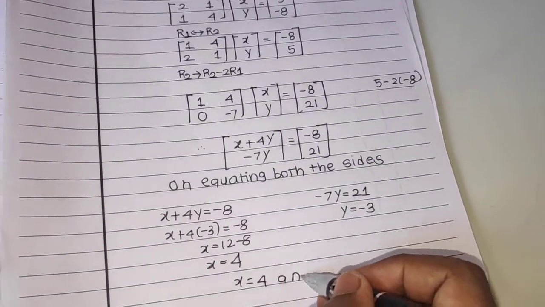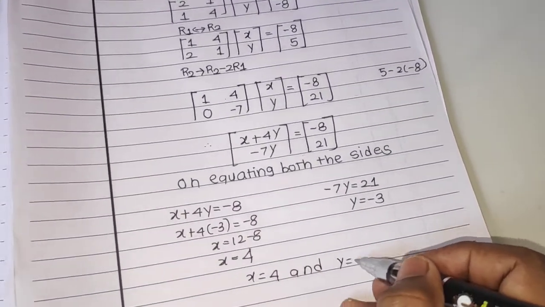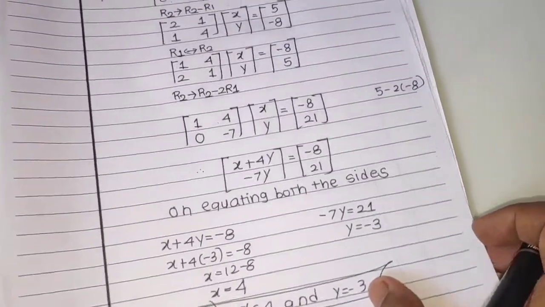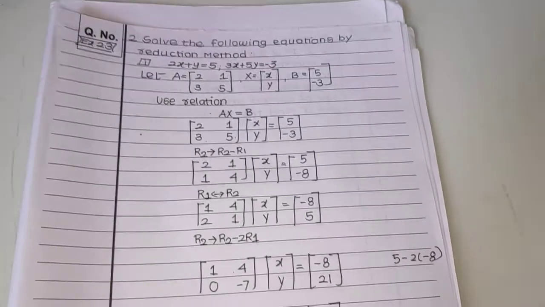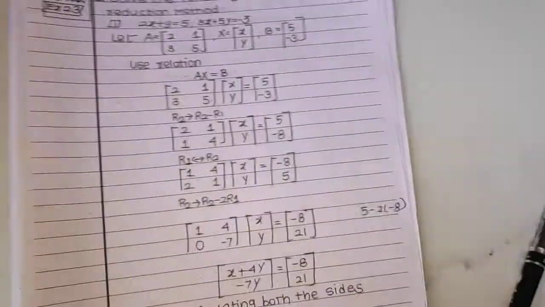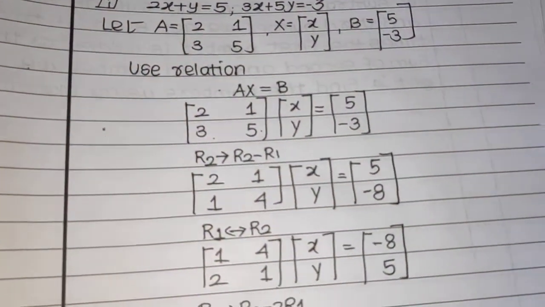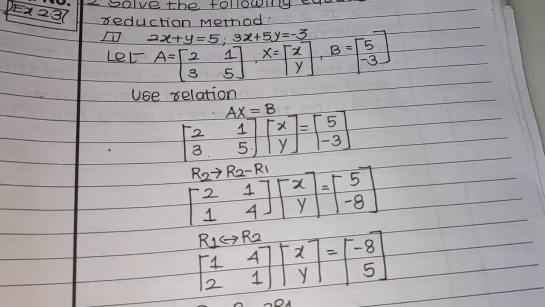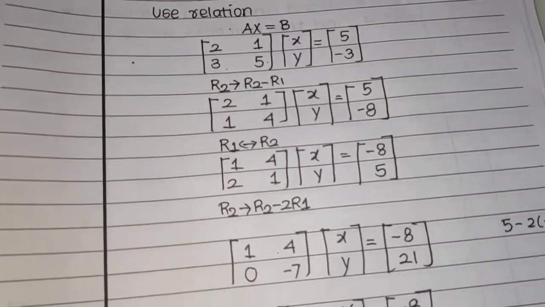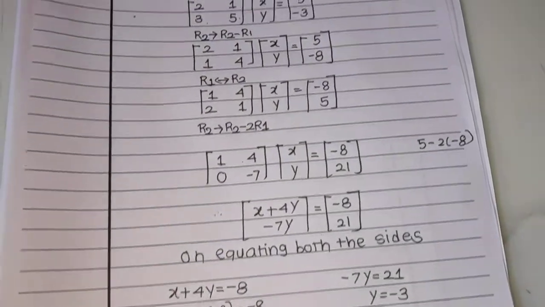I hope it is much easier than the matrix inversion method, but you have to follow the restrictions and instructions of the examiner to solve by the reduction method. See, the method is in front of you. How to work on that? First, write down like in the inversion method itself, write the values of A, X and B. Use the relation AX equal to B. So on applying the relation, we come across this.